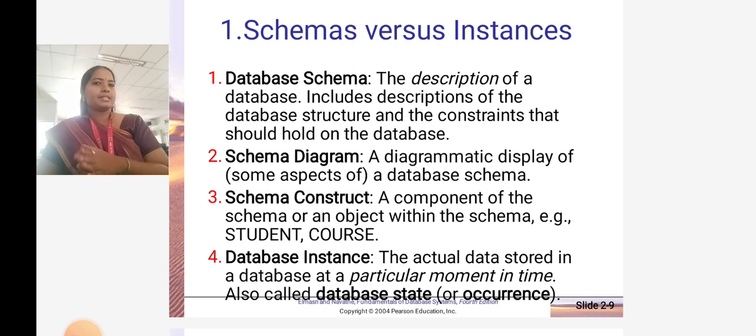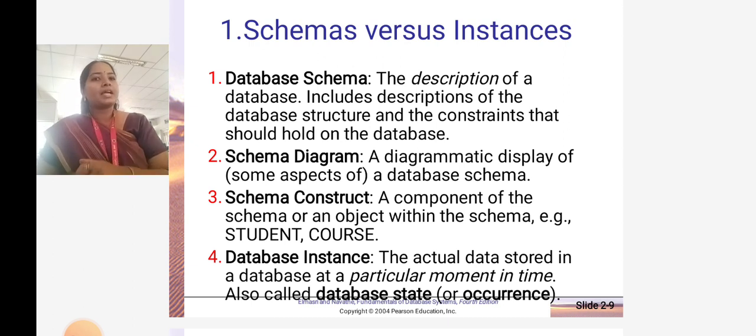So what is a database schema? The description of a database, in a table format. It can be in a row format or a table format. It includes descriptions of the database structures and the constraints the database should hold. What is a schema diagram? A diagrammatic representation of a database schema. That is a table format, showing rows and columns.